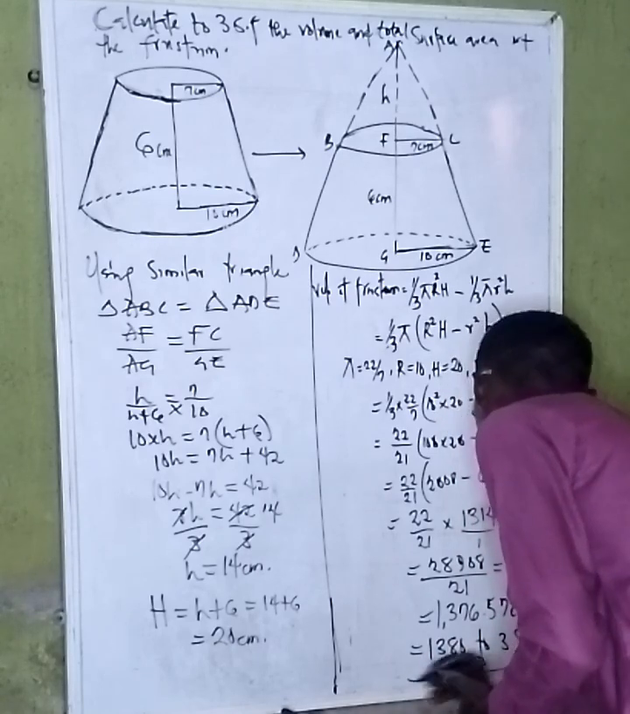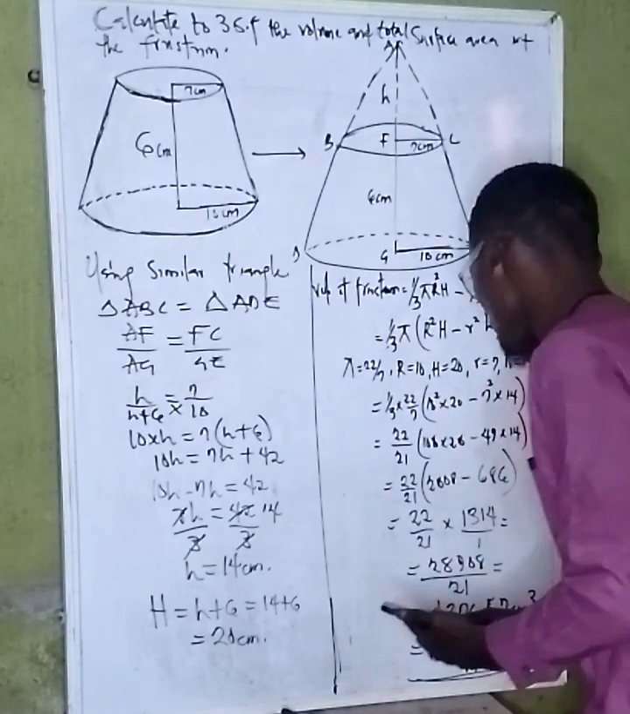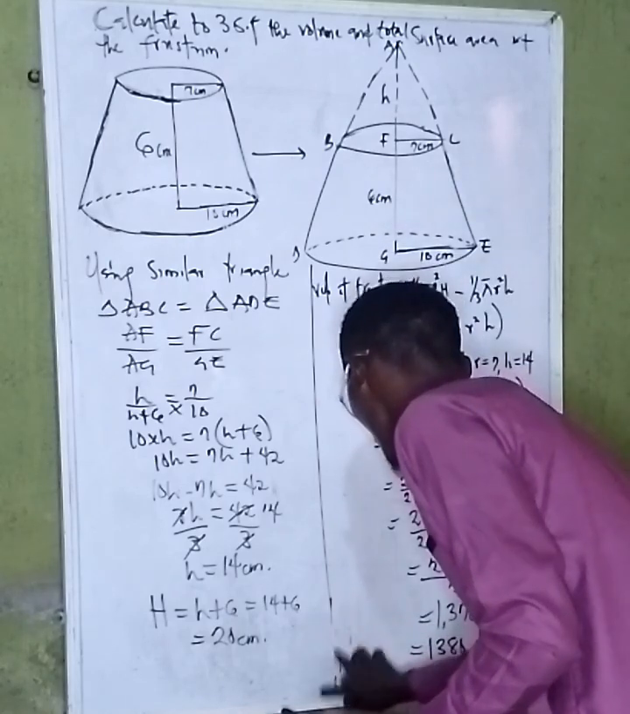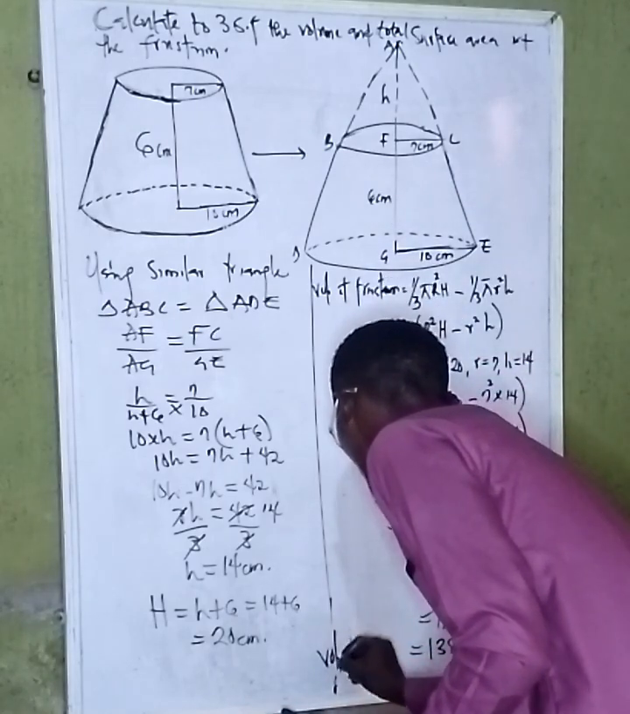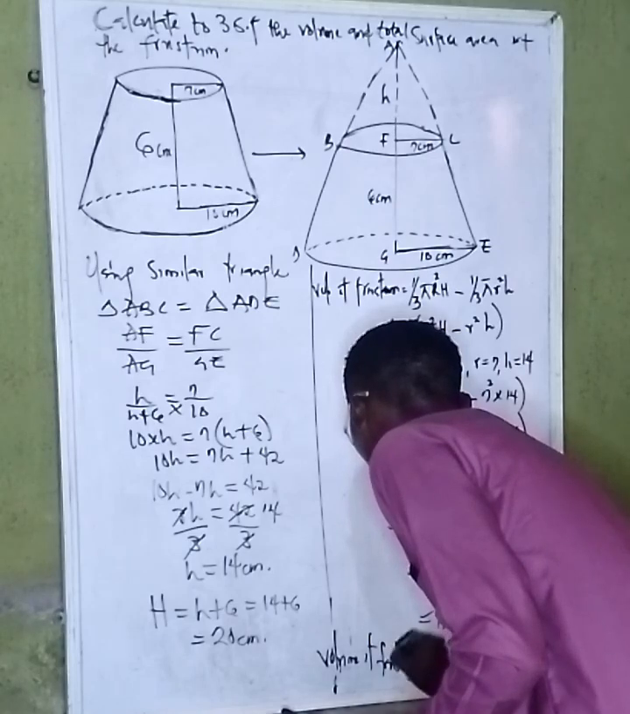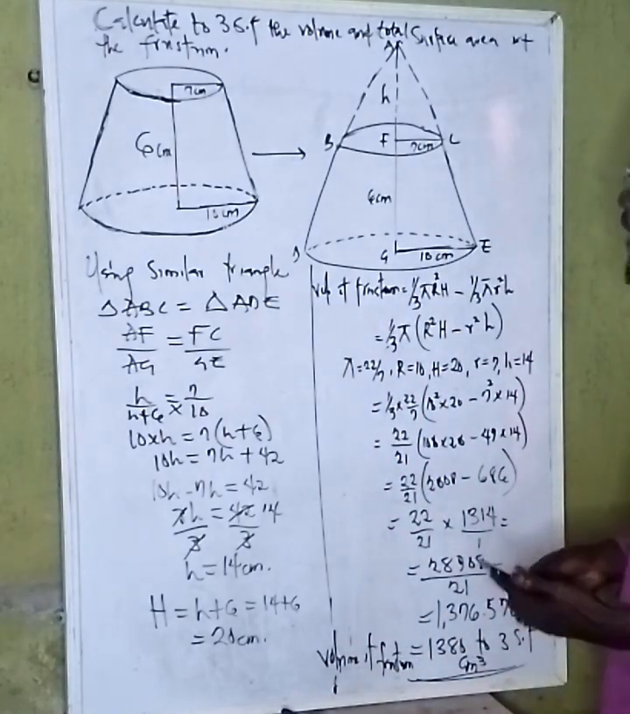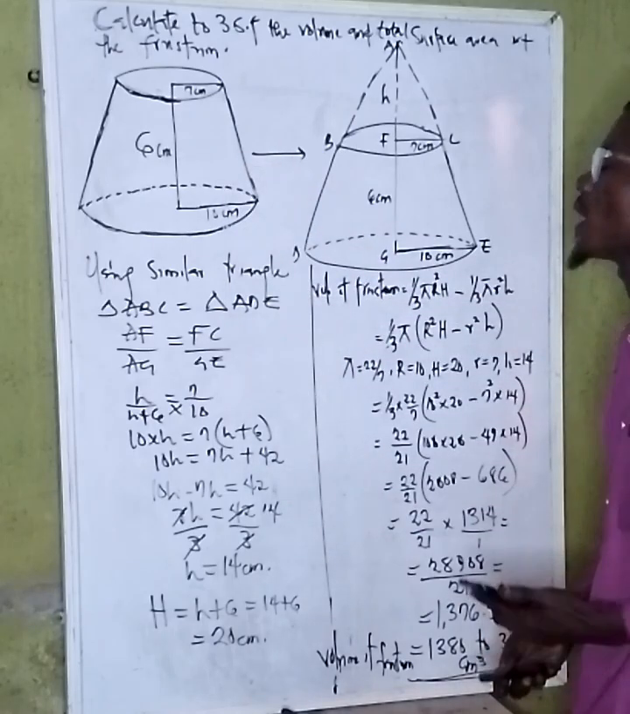It's very, very important. So this will be our volume of the frustum. That is our answer. That is the volume of the frustum we are asked to find.